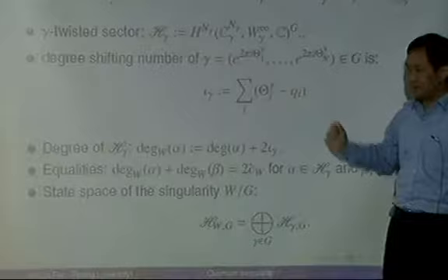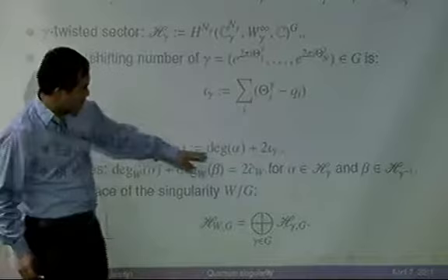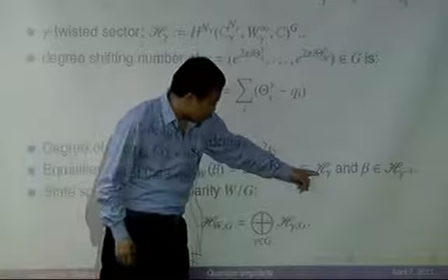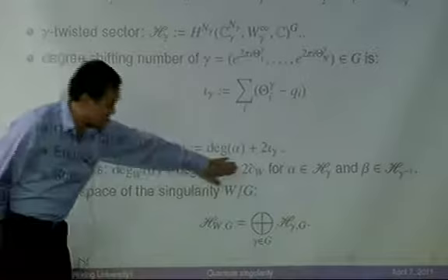And then the degree of an element in H gamma is defined as the degree of alpha as the differential forms plus 2 times the shifting number. So this gives you a grading. And also, you see, we have the inequalities. If alpha is in the gamma sector and beta in the gamma inverse sector, then the sum of the 2 degrees equals 2 times the complex dimension. So this is a central charge.